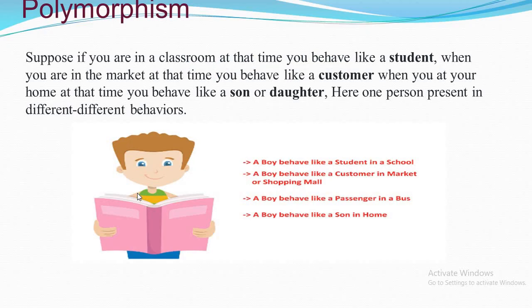Consider an example. Suppose you are a person in a classroom. At that time, you behave like a student. When you are in the market, you behave like a customer. When you are at your home, you behave like a son or daughter. Here, one person performing different forms is known as polymorphism.